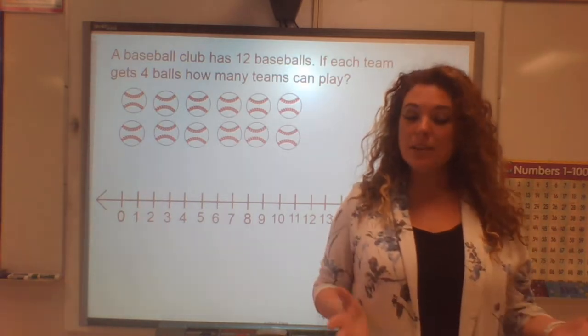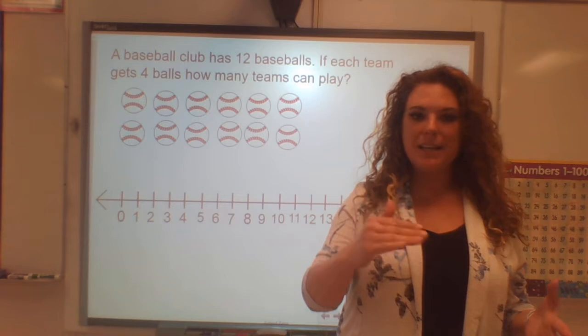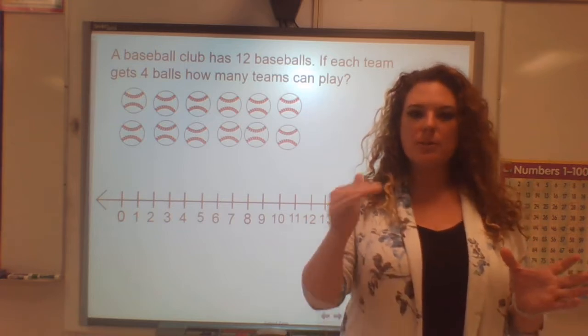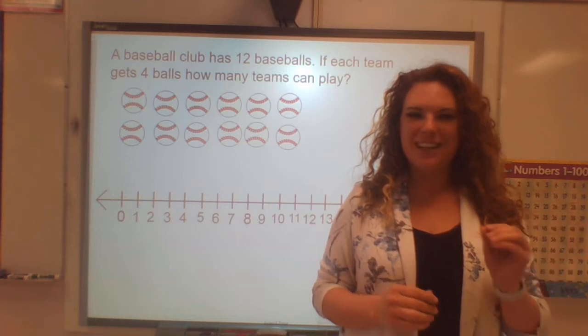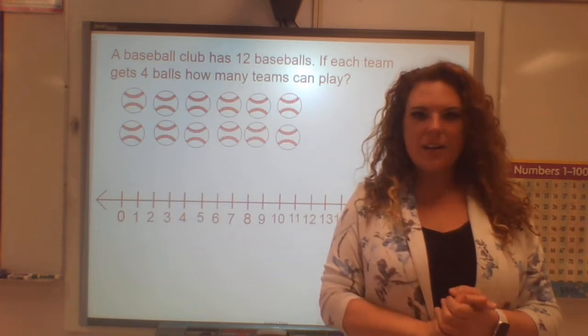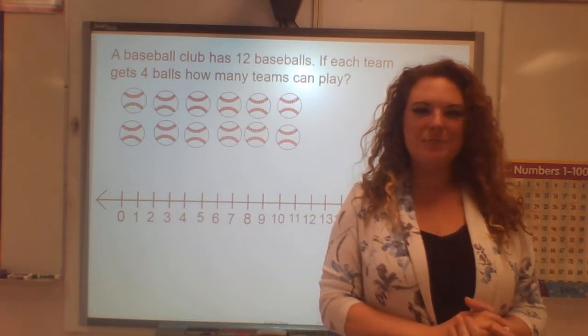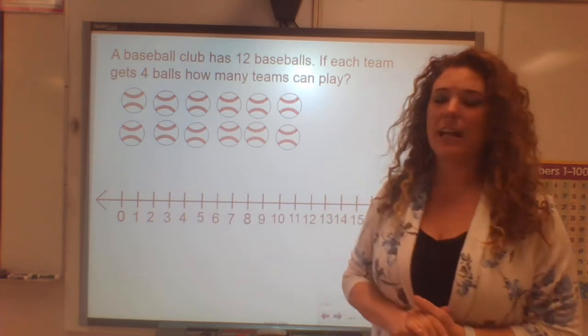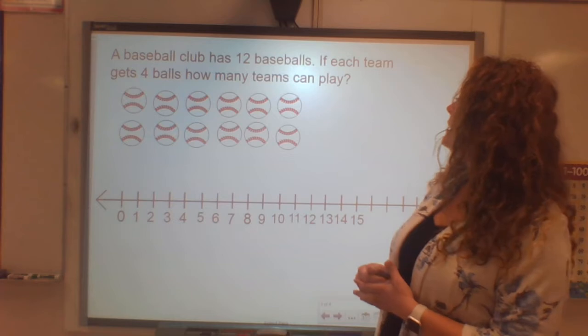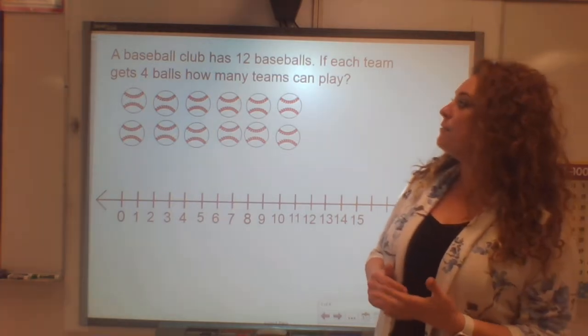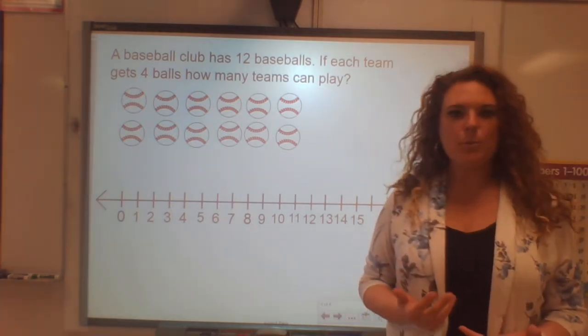And we know that because we have equal groups adding. Now we're going to do the same thing with division, but we're actually going to be repeatedly subtracting. So our number is going to be getting smaller and smaller, but by equal amounts. All right, so let's try it first off with a problem solving question. The first question says a baseball club has 12 baseballs. If each team gets 4 balls, how many teams will be able to play?